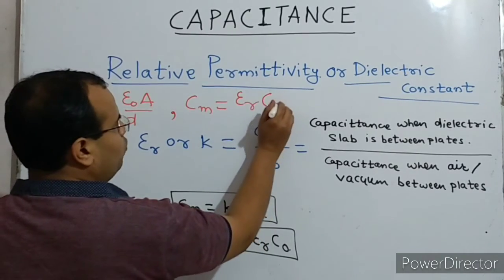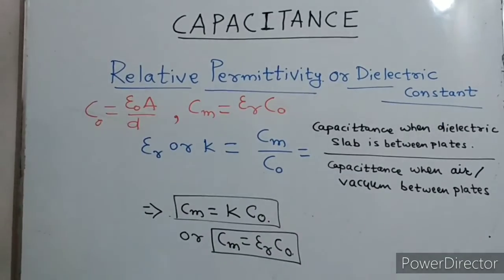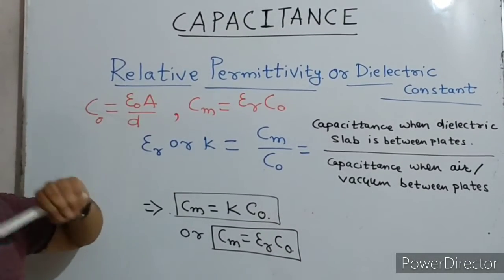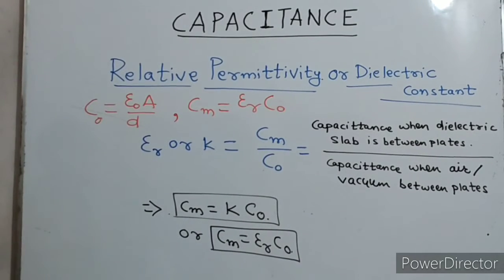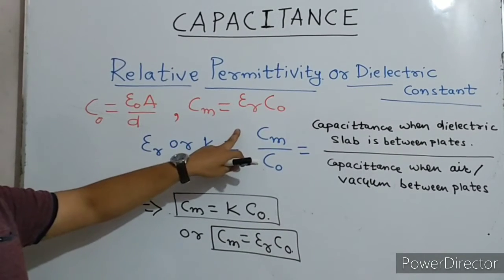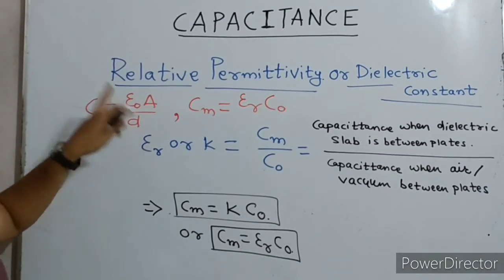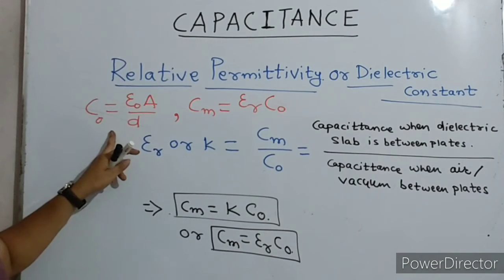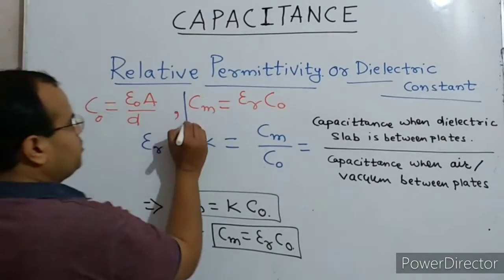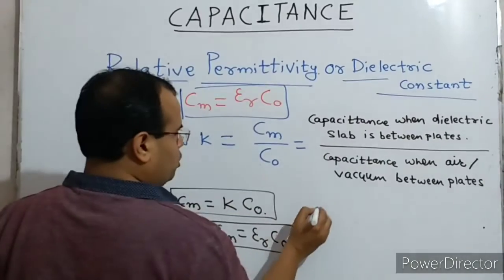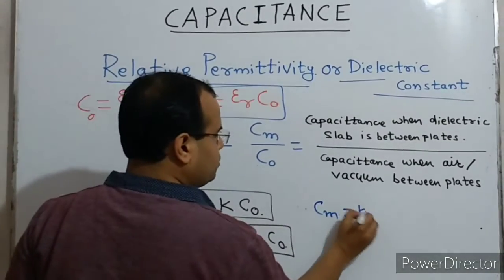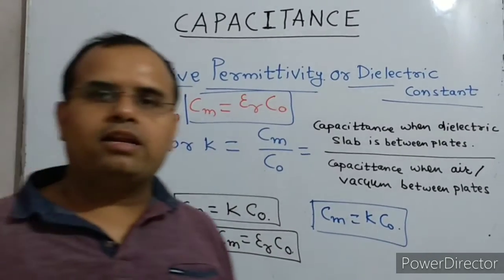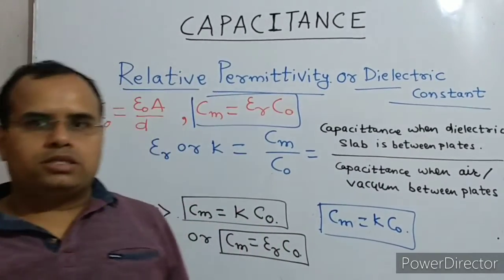A by D. What does it mean? It means that when the air or vacuum between the plates is replaced by some medium, its capacitance becomes K times the capacitance of the capacitor when air or vacuum was there between the plates. So Cm is epsilon r times C naught, or you can write Cm is K times C naught when the air or vacuum is replaced by a medium of dielectric constant K. I hope it is clear to you.